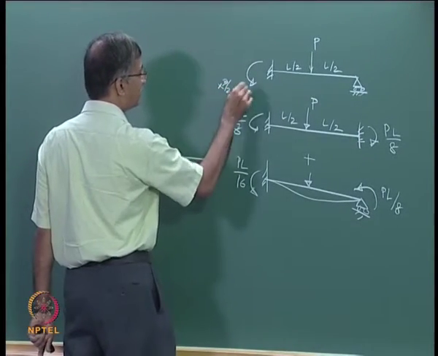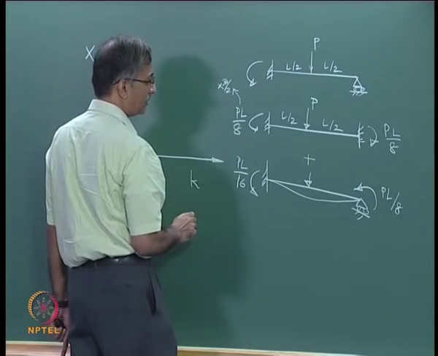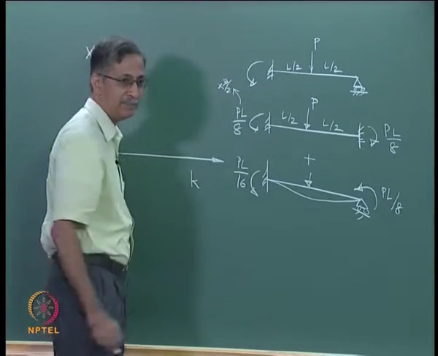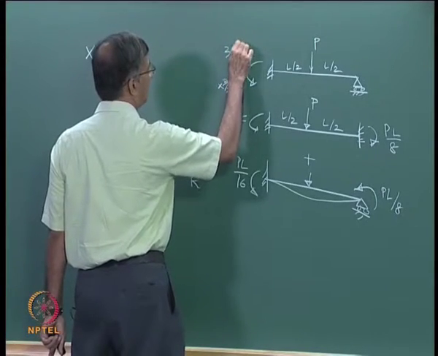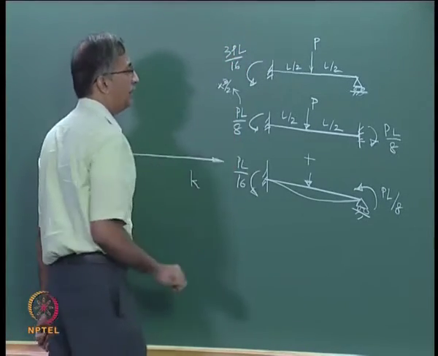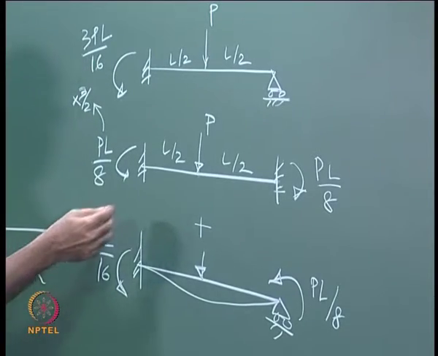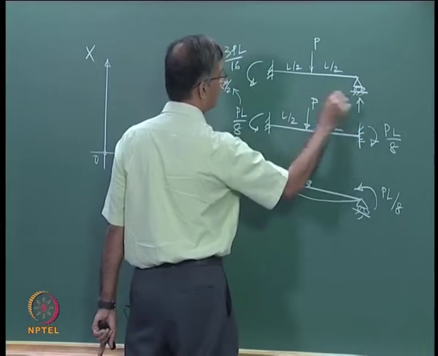1.5 times the conventional fixed end moment. So how much will it be? 3 and 60. And once you know this, you can find your reaction. How much will this be?